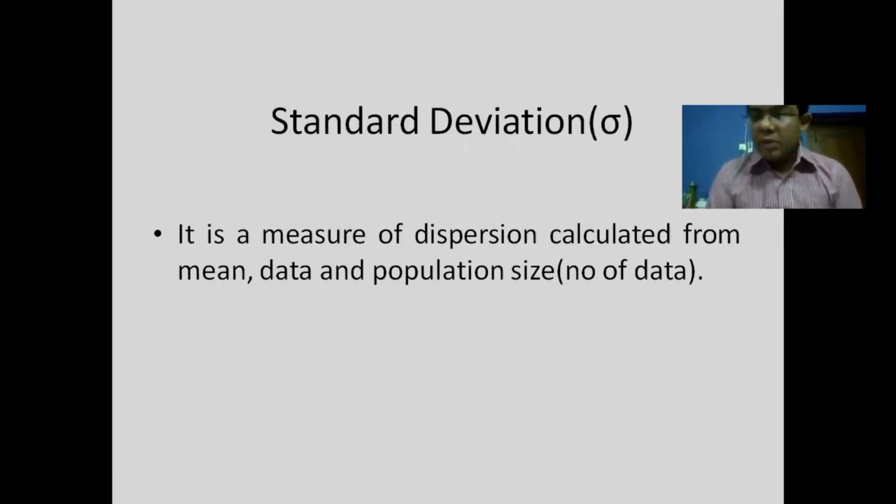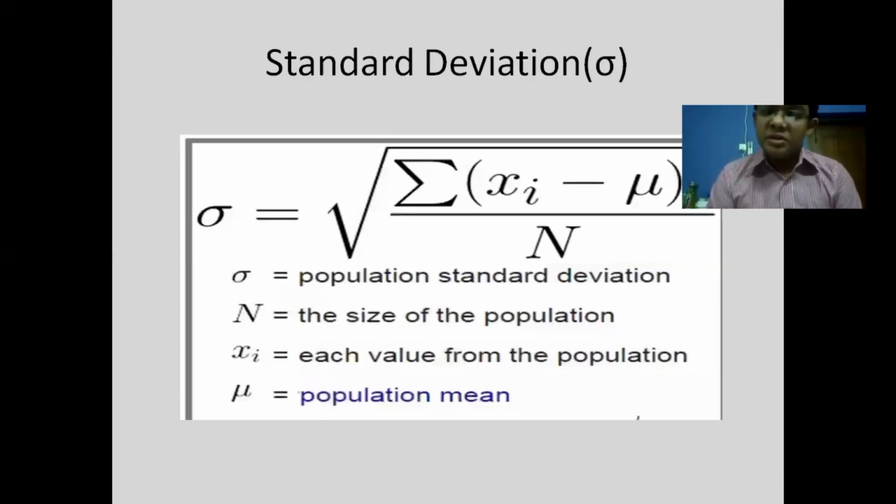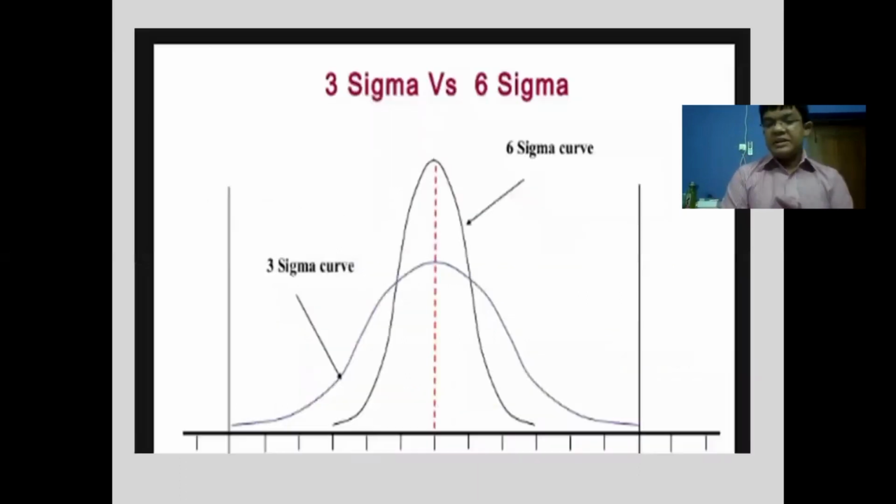Now I will tell you about the term sigma, or standard deviation. It is a measure of dispersion calculated from the mean of the data and the population size, the number of data. I will show you the equation. From this equation, you can calculate sigma or standard deviation. Okay. Now please give attention.